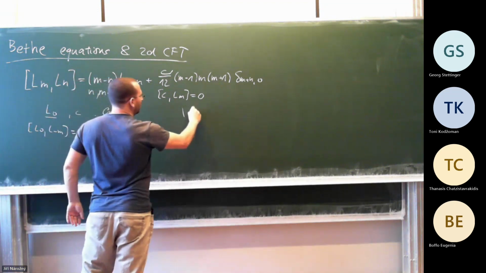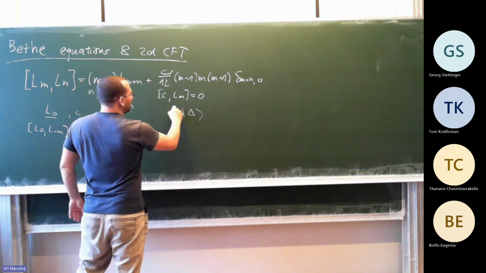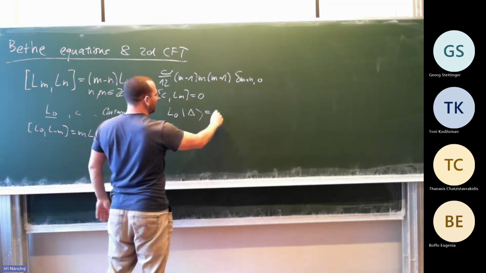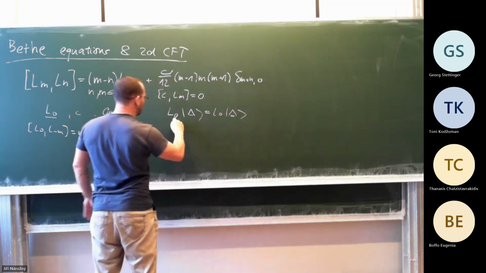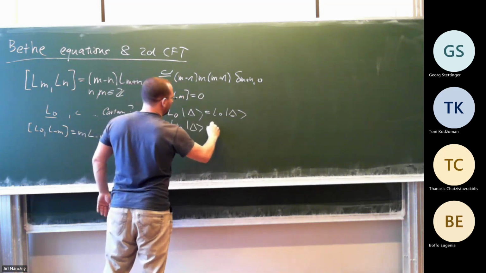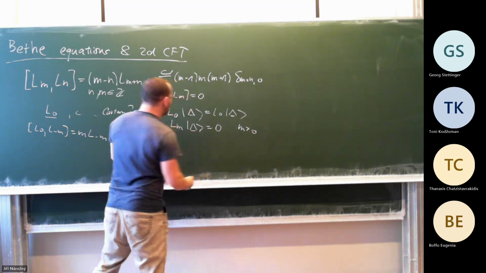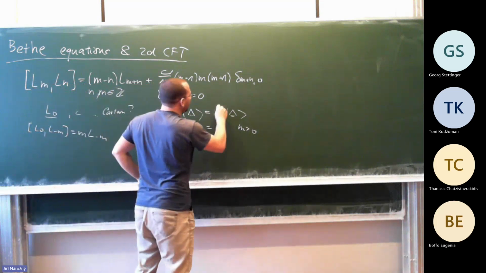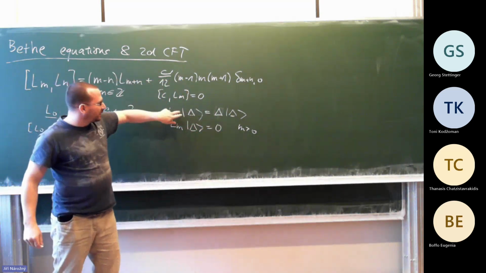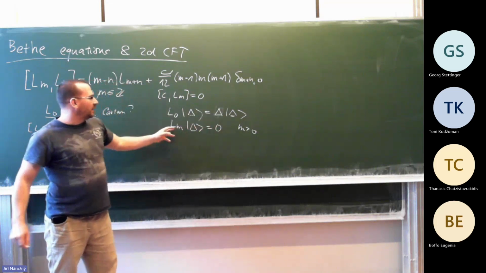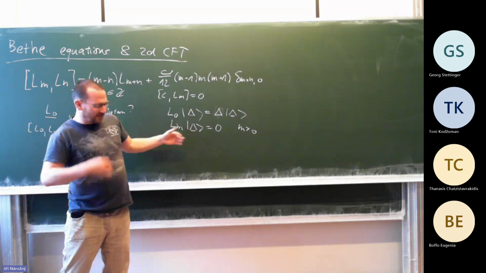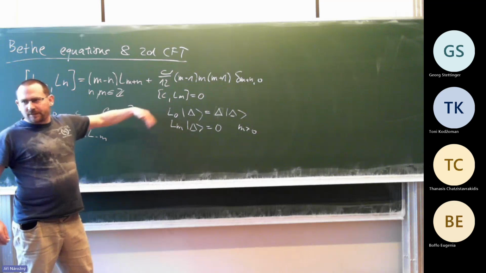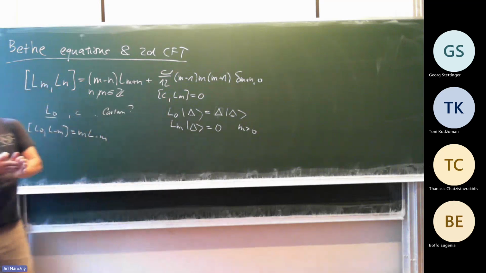So you can study some modules which are generated by a highest-weight vector, which I call delta. I specify that this highest-weight vector is an eigenvector of L0 with some eigenvalue delta, and then annihilate it by all positive annihilation modes, and then I let the negative modes act freely. Then I get the Verma module and I can study the representation theory in the standard way.